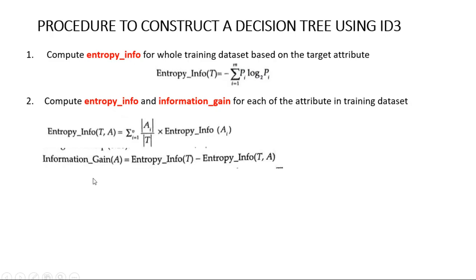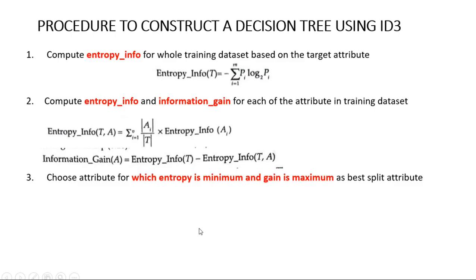We also calculate the information gain as the entropy information which we calculated in step 1 minus the entropy information which I calculated in step 2. So basically subtract the value calculated in the second step from the first step. That gives us the information gain. The third step is how do I decide how to split, which is the best attribute for splitting. So choose the attribute which has minimum entropy or maximum gain. Now entropy and gain are inversely proportional to each other.